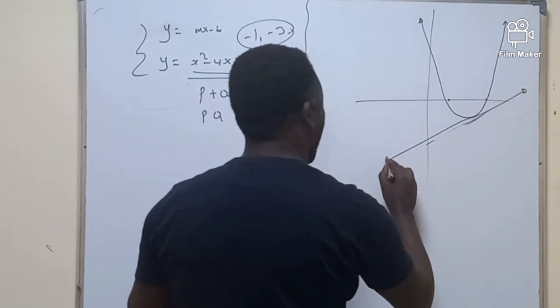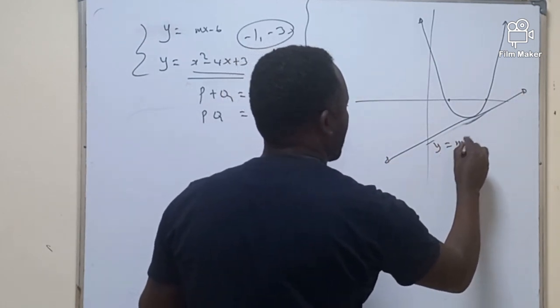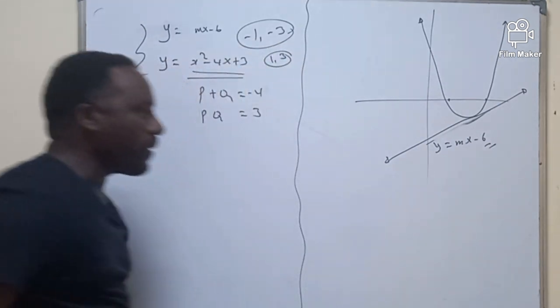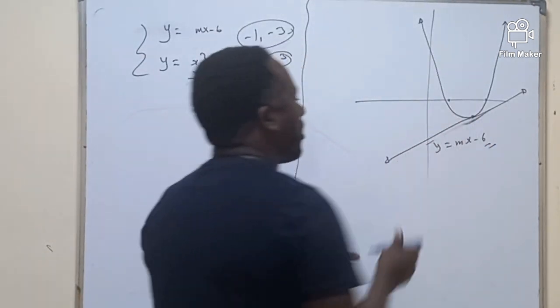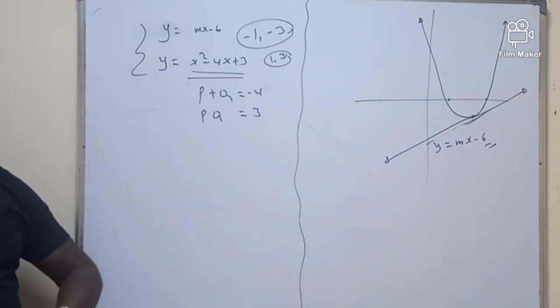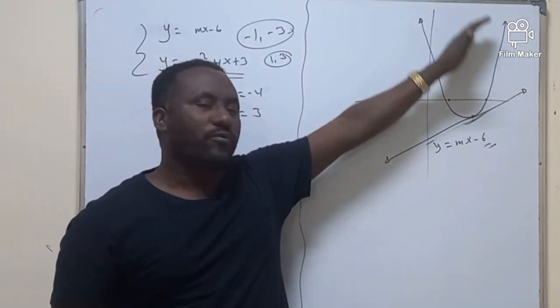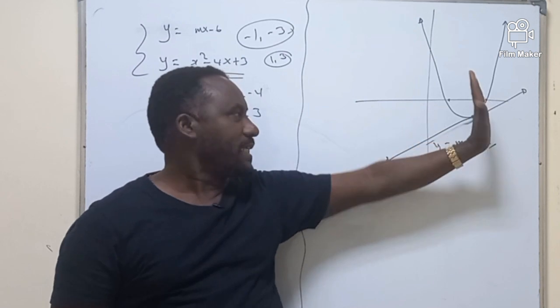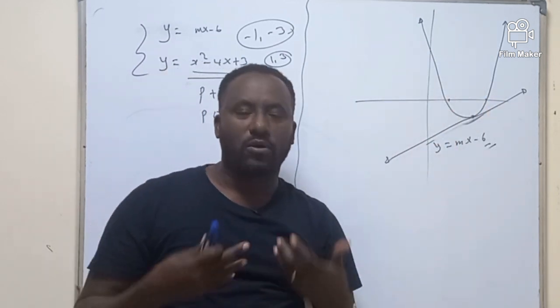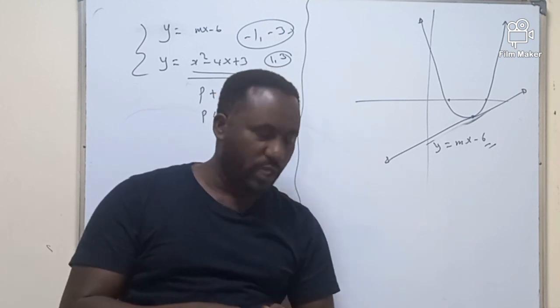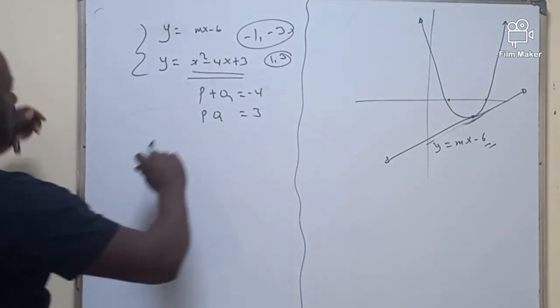Let's assume this is the line, mx minus 6. I think this is an assumption. This is the intersection point of the line and the curve. So, if a line is tangent to the graph of the quadratic function, then when we equate the two functions, the equation will have a unique root, or unique solution.